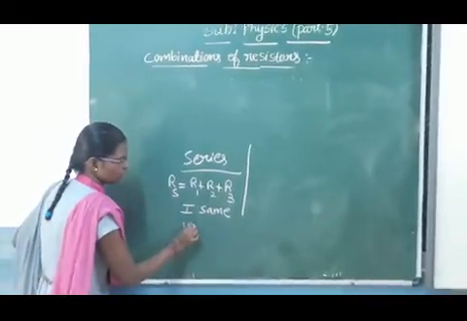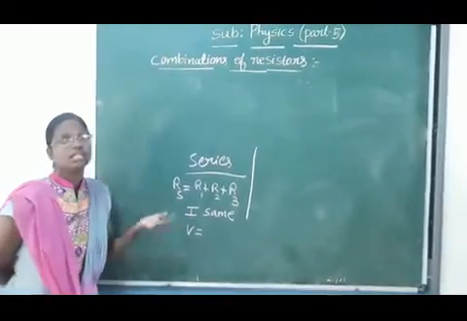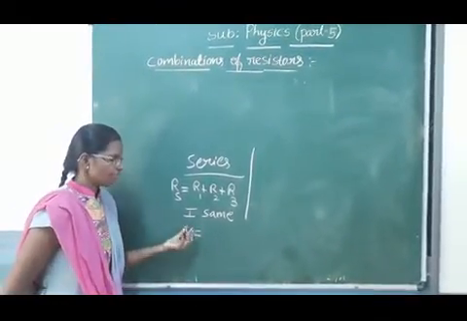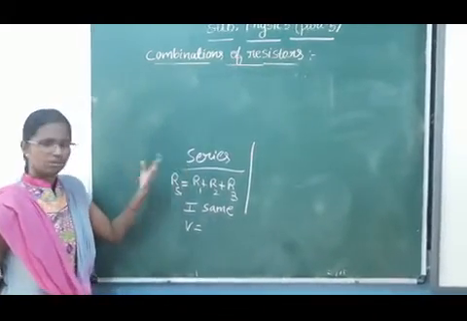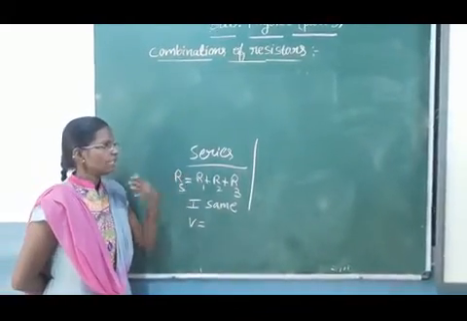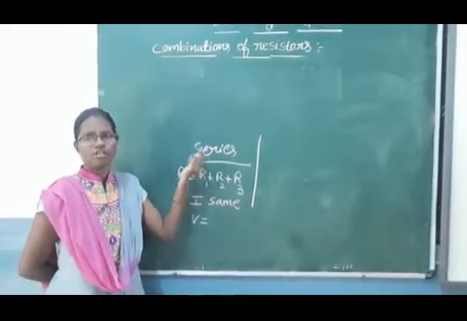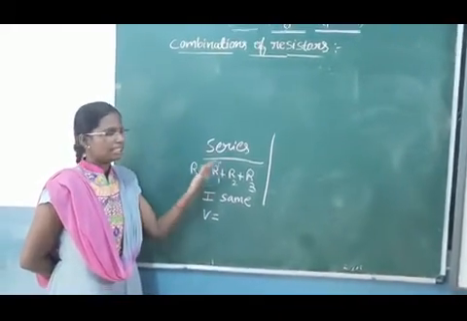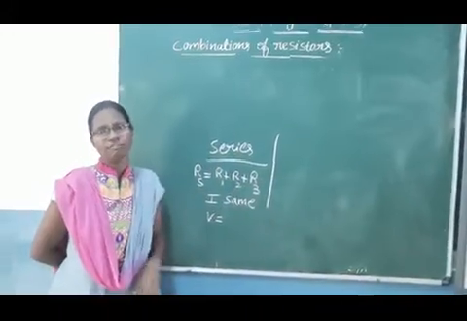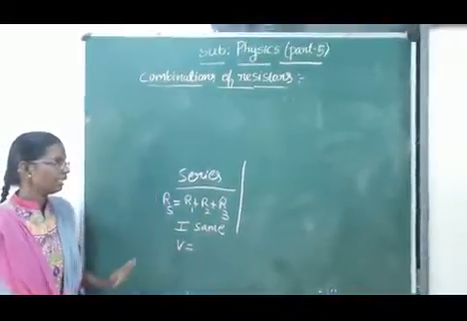And here the potential difference varies from resistor to resistor. We cannot use a series circuit for bulbs, as it is impractical. Suppose one bulb fails, then all the other components will fail. So this is the difference.